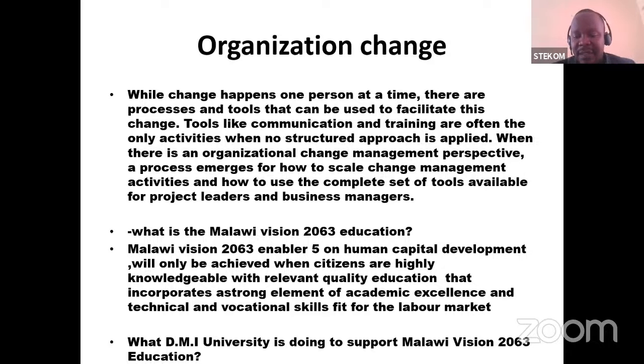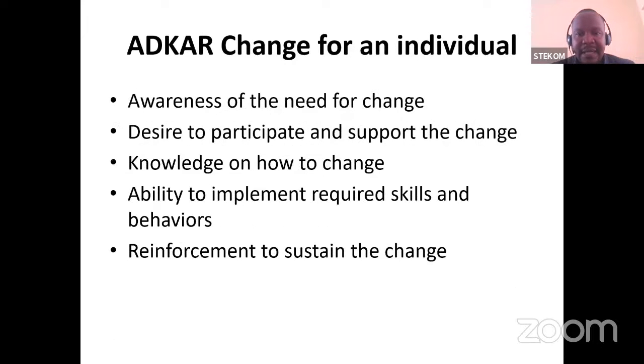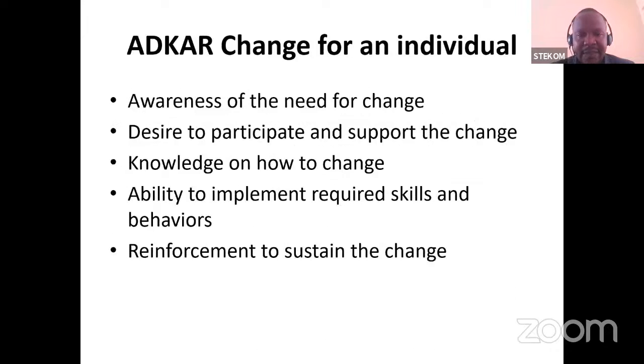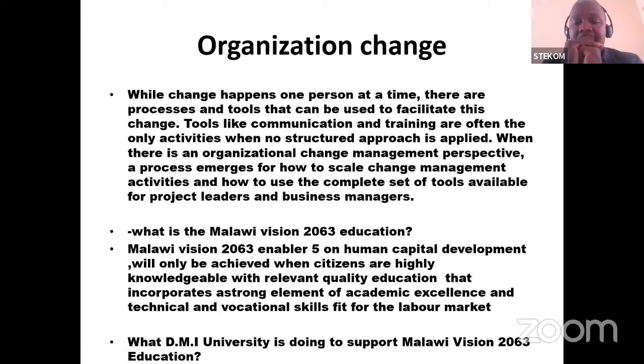So I'll highlight some of the things that DMI has done to make sure that we are contributing to Malawi Vision 2063, and also contributing to what Africa is doing in 2063, and to the private sector under education. Under education, here is what DMI University is doing to support Malawi Vision 2063. We have built good infrastructure, well qualified lecturers, and good supporting staff. If you come inside our classes, you'll find many technology gadgets, and good staff supporting the management.